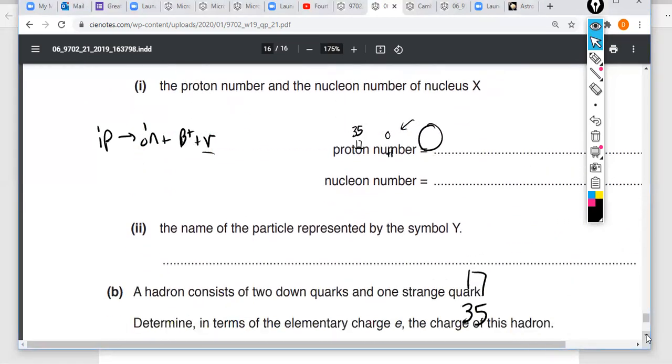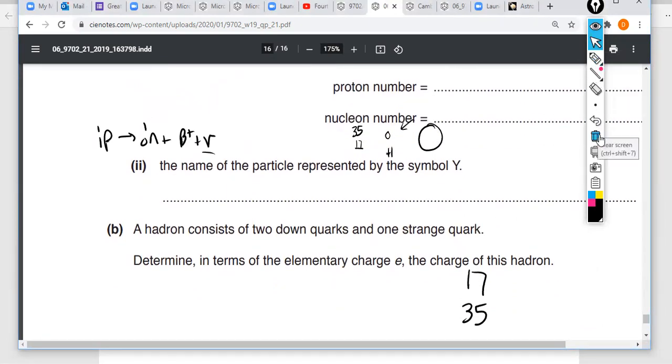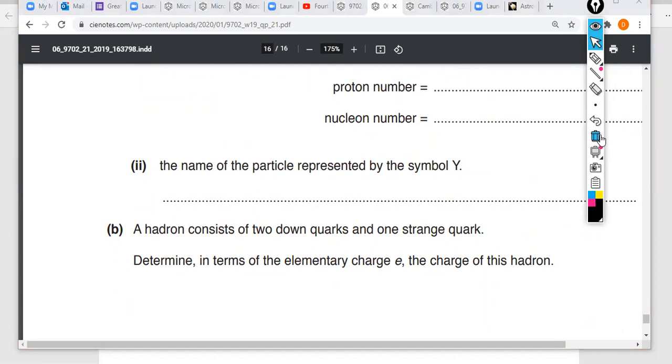The name of the particle represented by symbol Y, remember we said that that's a neutrino. Now it says, a hadron consists of 2 down quarks and 1 strange quark. Determine, in terms of the elementary charge e, the charge of this hadron. And that, by the sound of it, is your, yes, pop quiz. B up there. A hadron consists of 2 down quarks and 1 strange quark. Determine, in terms of the elementary charge e, the charge on this hadron. I'll give you 1.6 by 10 to the negative 19 coulombs. Well, that's not fair.